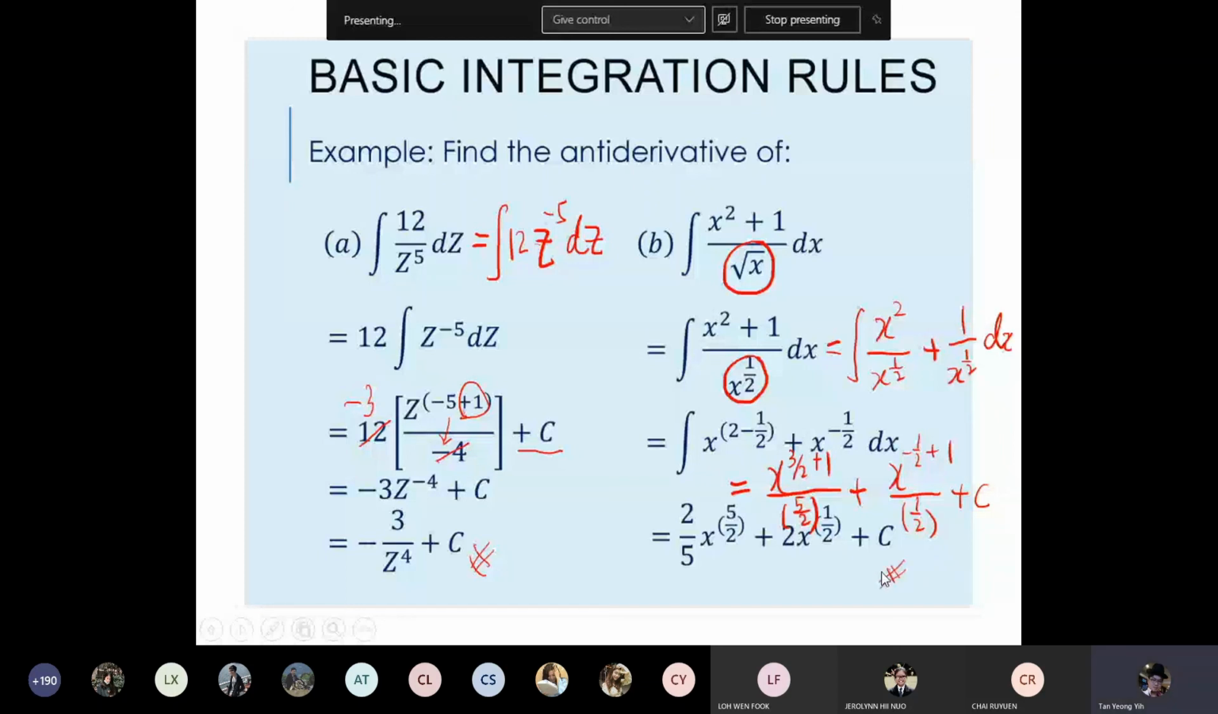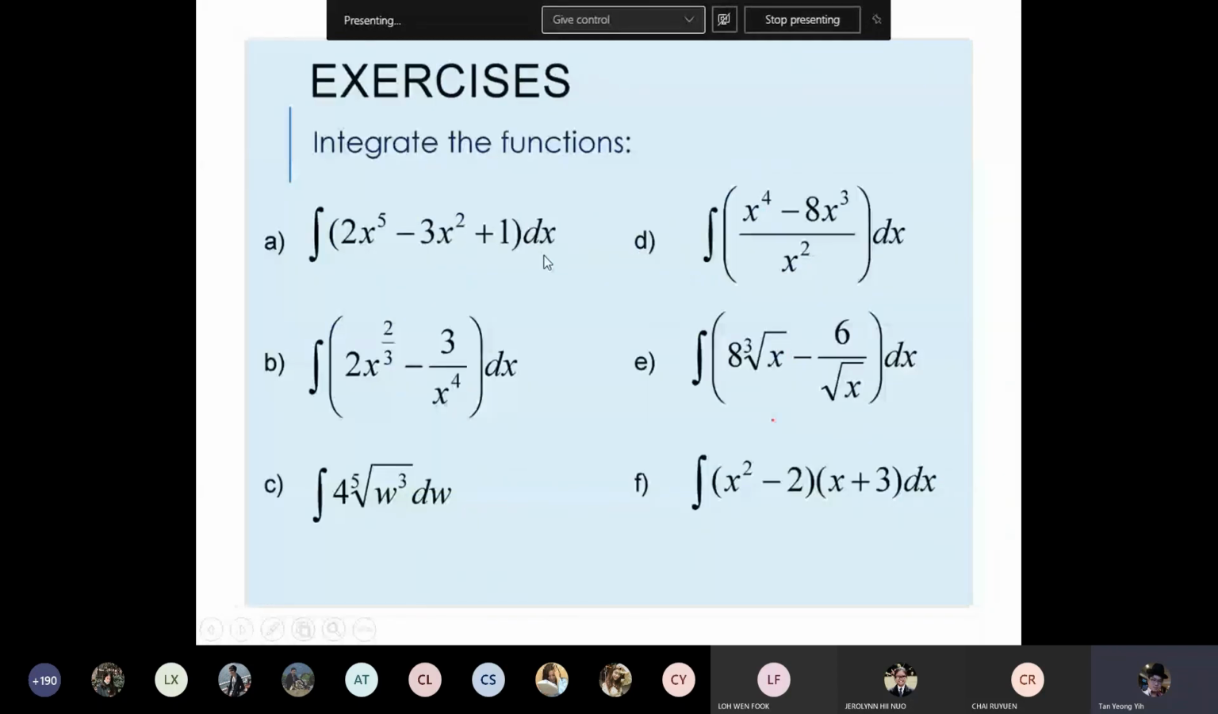Okay, all right. Following questions here, you are going to test yourself, see if you can actually perform the simple integration or not. I want you to complete this one. I will discuss with you one by one later.